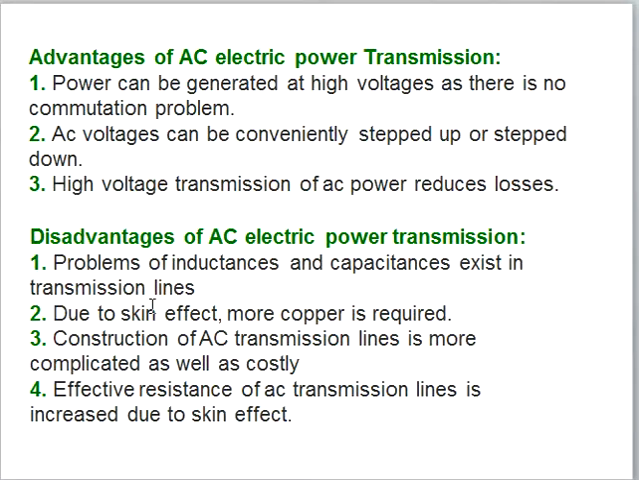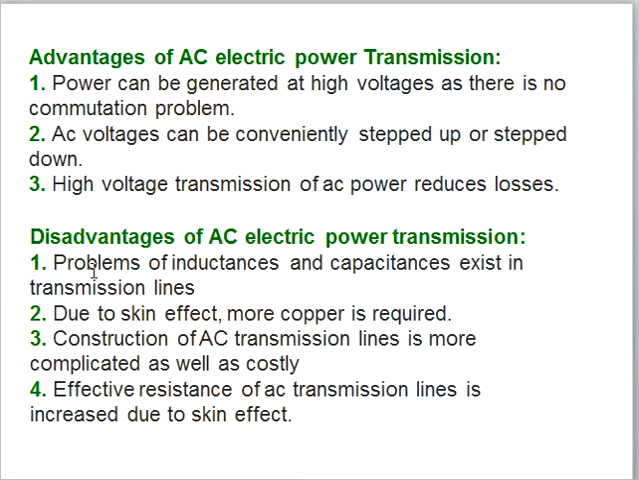Here are some advantages and disadvantages of AC electric power. For the advantages, the power can be generated at high voltage as there is no commutation problem. The voltage can be conveniently stepped up or stepped down. The high voltage transmission of AC power reduces losses, which is better than DC transmission.